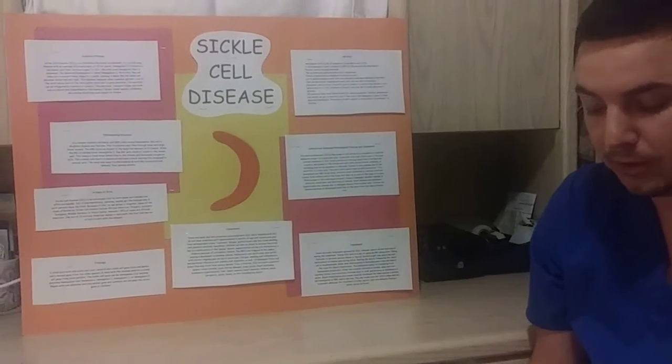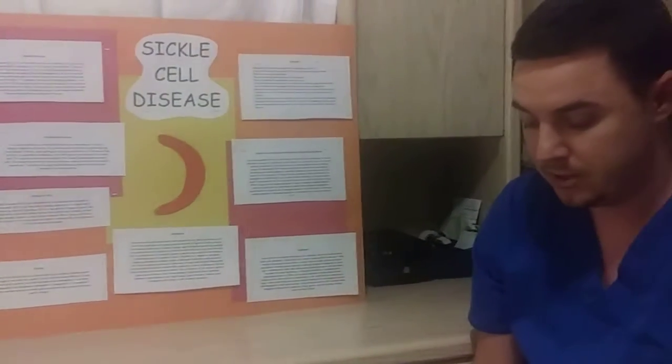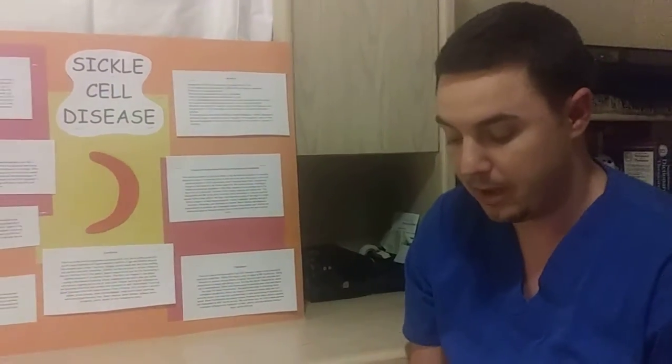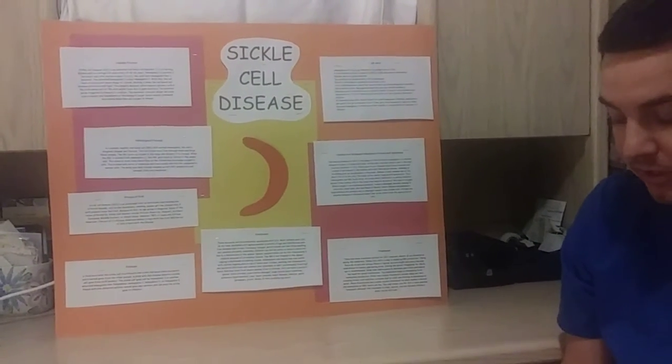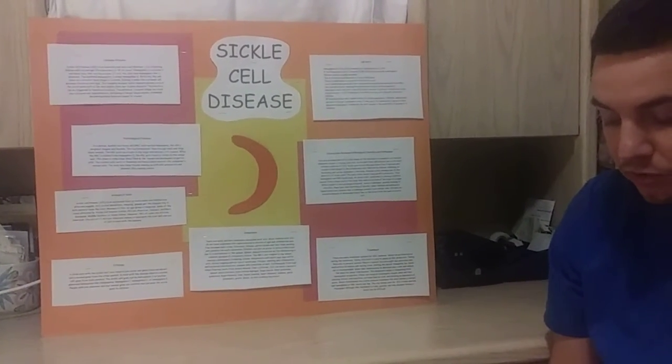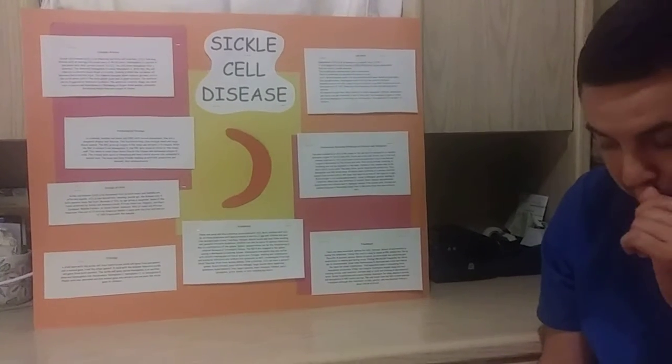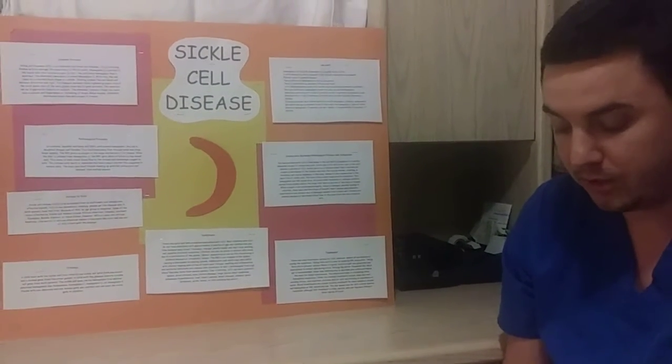Hemoglobin is a protein in red blood cells that carries oxygen. In sickle cell disease, or I'll refer to it as SCD, the cells have abnormal hemoglobin. The abnormal hemoglobin is called hemoglobin S. With this, the cell takes on a crescent moon shape, or a sickle. Sickling is when the red blood cell becomes distorted and rigid.